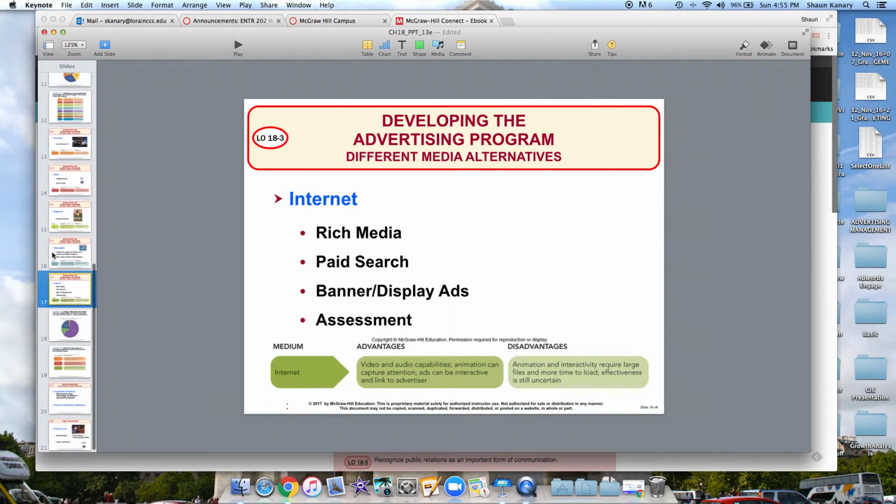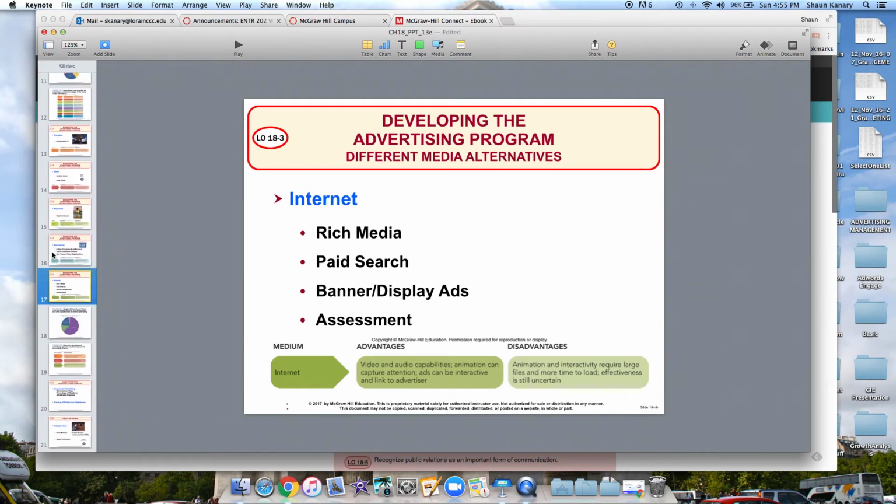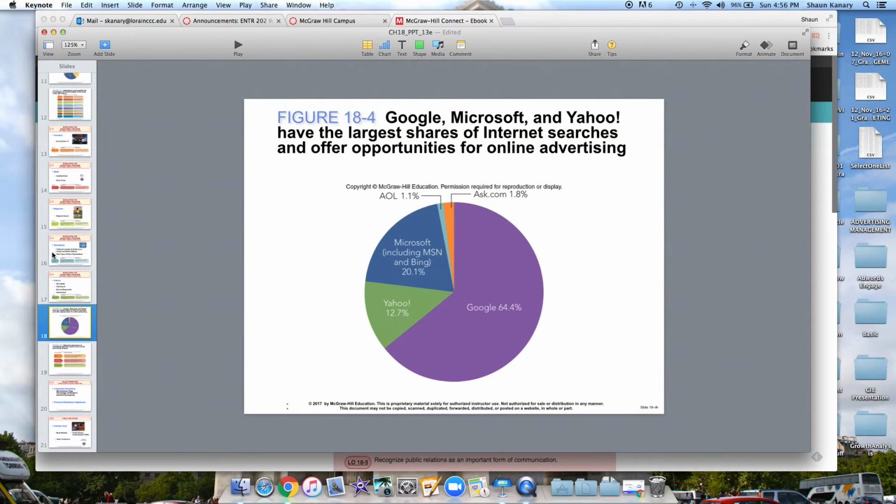The next one, the internet. Some of the advantages are the video and audio capabilities, animation, and ads can be interactive and target specific audiences. Some of the disadvantages, though, are that animation and interactivity require large files, and a lot of ad blockers are being used now to block internet ads.